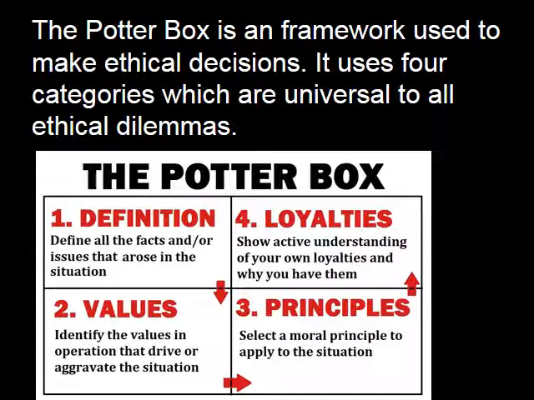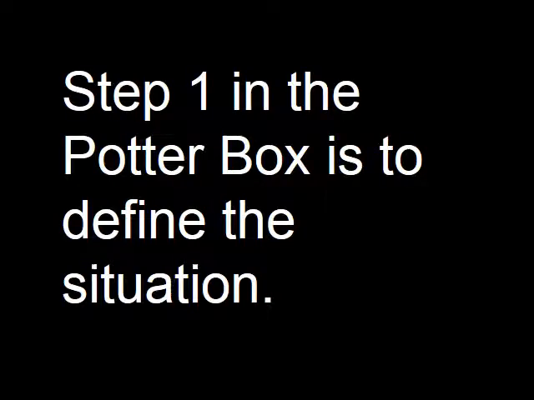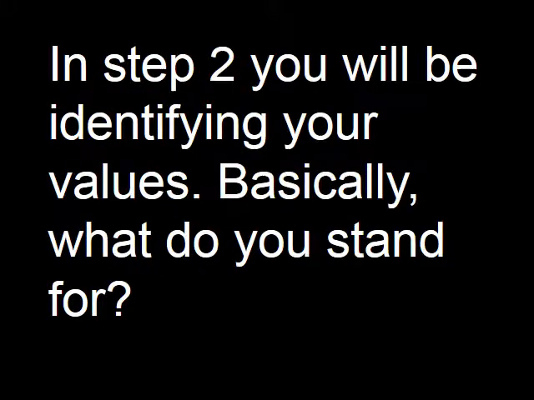Potter developed something called the Potter Box, and this is an interesting framework that you can use for making ethical decisions. It uses 4 stages or categories which seem to be universal to all ethical dilemmas: defining the situation, identifying the important values, figuring out your principles, your loyalties, and then making a decision. So step 1 in the Potter Box is to define the situation and identify the ethical question at hand. Step 2, you identify your values.